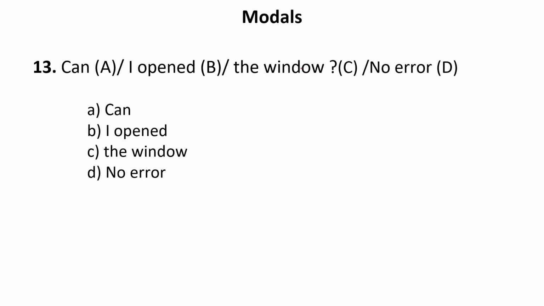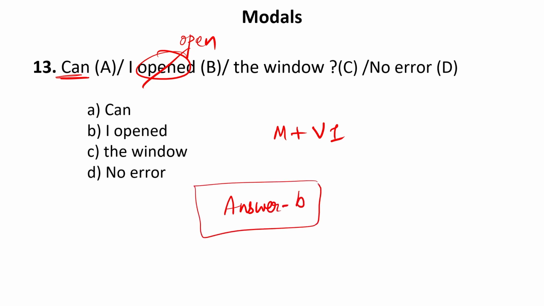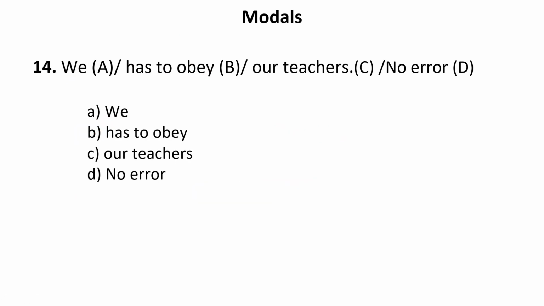Can I open the window? Again we have a modal can, and after a modal it should be followed by verb first form. So this opened should be replaced with open. So the correct sentence will be, can I open the window? So our answer is B. That is, B part contains the error. Now let us move to the next one.